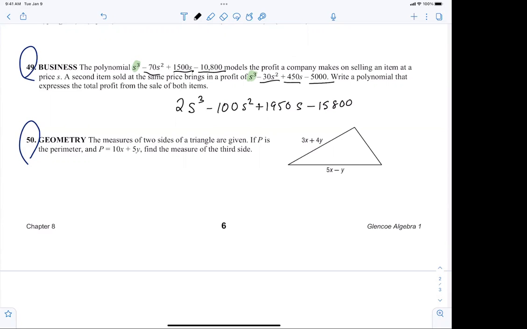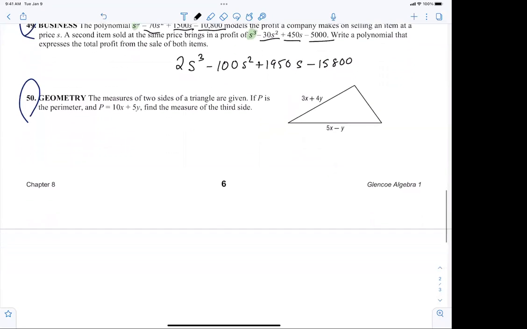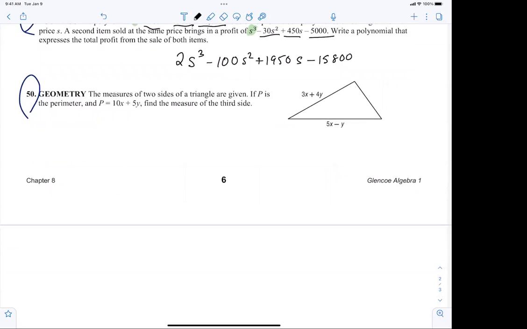And if that was addition, probably the next one, without even looking at it, is probably subtraction. Not 100% sure, but I'm just taking a guess, haven't even read it. The measure of two sides of a triangle are given. The perimeter is that. Find the measure of the third side. So we are missing the third side.